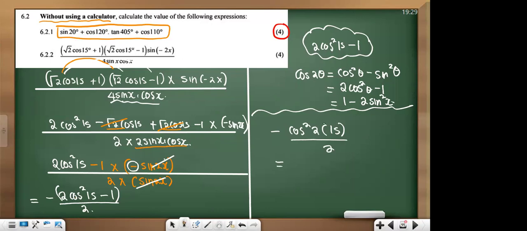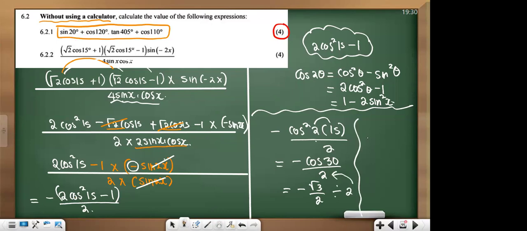So what is 2 times 15? That's actually 30. So I have negative cos 30 divided by 2. And then what is this? Cos 30, I believe, is root 3 over 2 divided by 2. I still have these 2 here. I'm just going to write it the way I want.